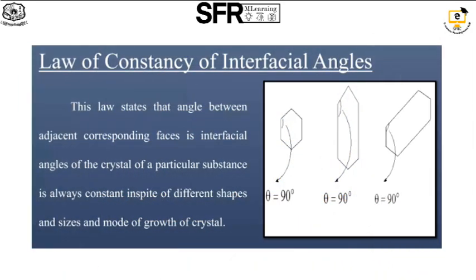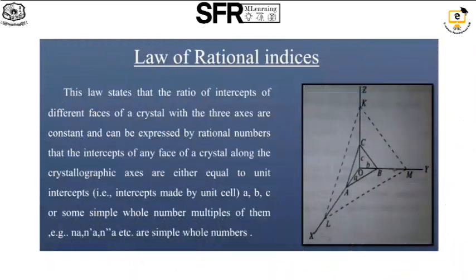This is the law of constancy of the interfacial angle. What is the interfacial angle? The angle between the 2 axes, called theta, is the interfacial angle. This law states that the angle between the adjacent corresponding faces of the crystal of a particular substance is always constant, in spite of the different shapes and sizes or modes of growth of the crystals.